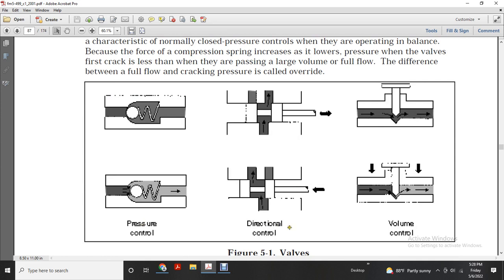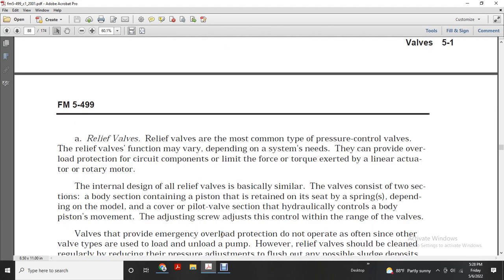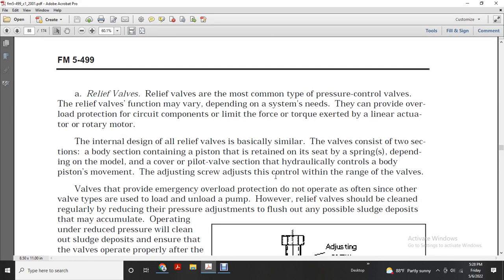The figure shows pressure control, directional control, and volume control. Relief valve. Relief valves are the most common type of pressure control valve. The relief valve function may vary depending on the system need, but it can provide overload protection for the components with limited force or torque, such as a linear actuator or rotary motor. The internal design of all relief valves is basically similar, but the valve consists of two sections. The body section contains the piston retained by the seat with the spring, and depending on the model, the pilot valve section carries the hydraulic controls of the body piston movement. The adjusting screws adjust the control of the range of the valves.